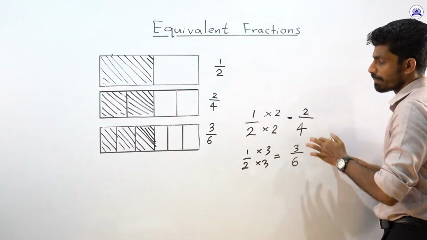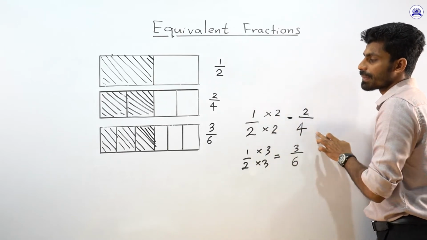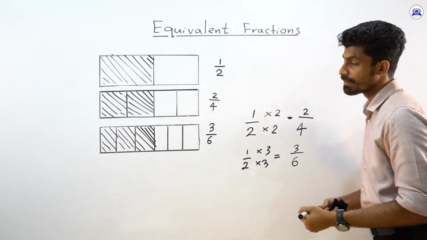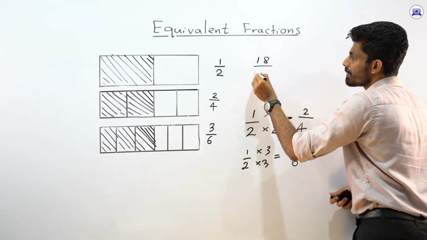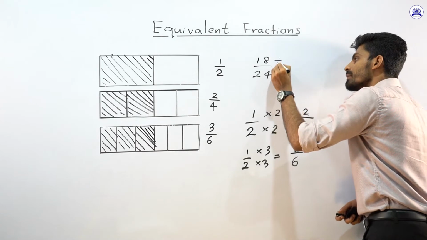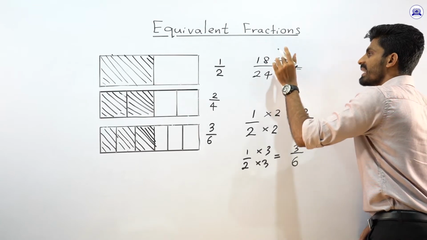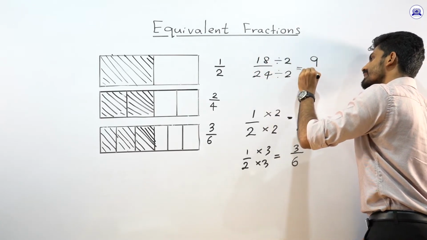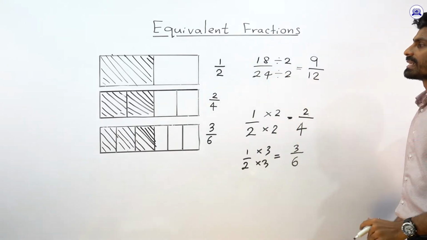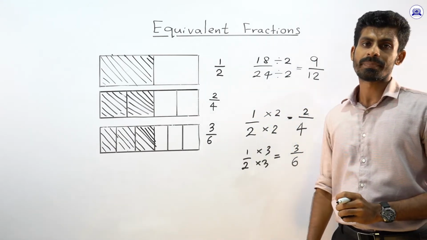So by multiplying both the numerator and the denominator by the same number, you can create an equivalent fraction. By dividing also, you can create an equivalent fraction. I will give you an example. Let's take 18 over 24. I'm going to divide the numerator by 2, and the denominator also by 2. 18 divided by 2, what is the answer? 9. 24 divided by 2, what is the answer? 12. That means 18 over 24 is equivalent to 9 over 12.